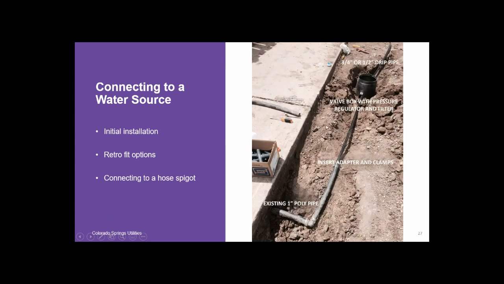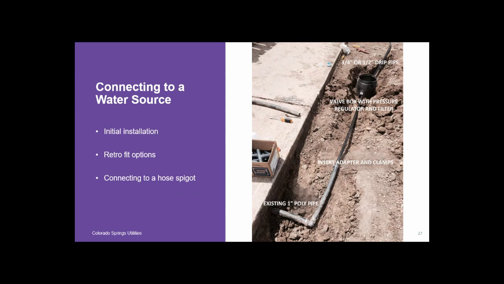We have the retrofit option. So this is where you would really want to find the first head on the zone. And the way you do that is you turn on an irrigation system and you try to see which head is pressurized or pops up first.